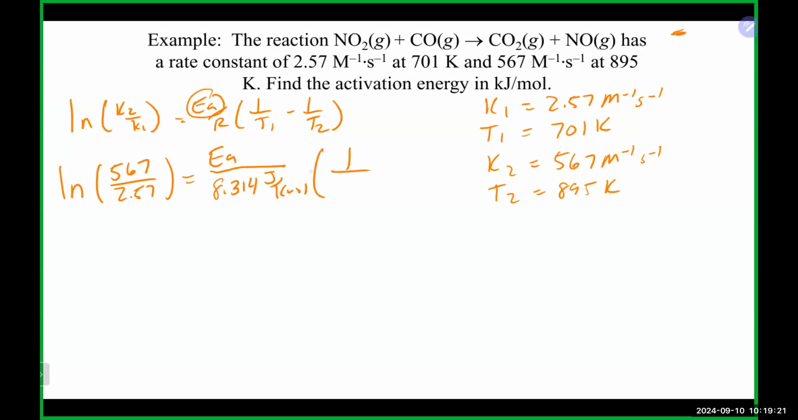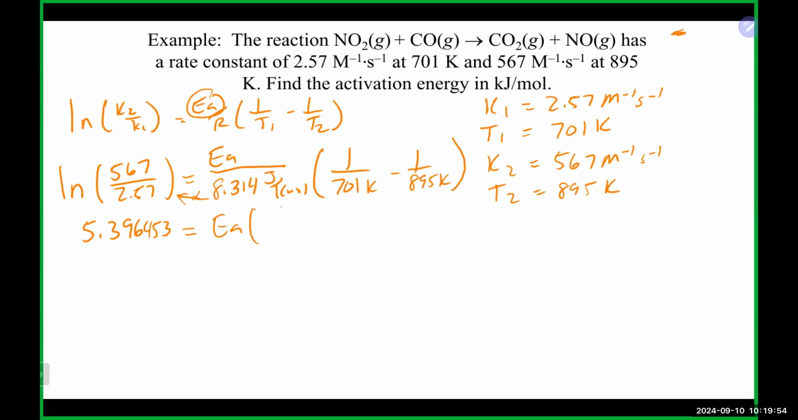1 over our T1, which is 701 Kelvin, minus 1 over our 895 Kelvin here. All right, so I'm going to clean up the left-hand side. So we're going to go 567 divided by 2.57. Then we're going to take the natural log of it, and that's going to give me something like 5.396453 equals, and I'm going to also multiply the 8.314 to the other side.